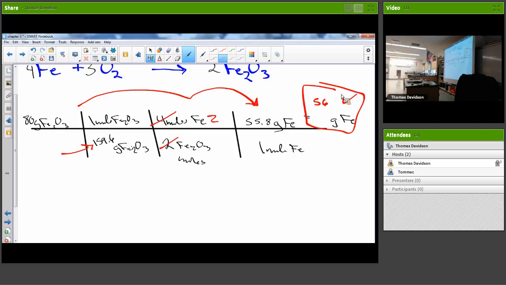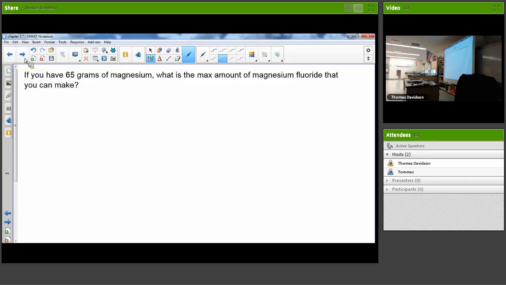I encourage you in AP to check reasonability. Just think it through sometimes, because you can give me some really wrong answers that are super obviously wrong, but you just don't think it through. Okay, we all right so far? Let's do one more. This one, I'm not going to write the formula for you. So you got to come up with the formula of the stuff. You got to balance it. Then you got to do the stoichiometry.